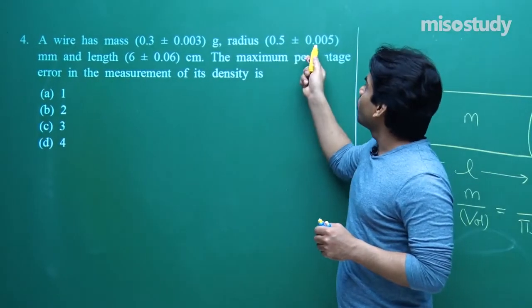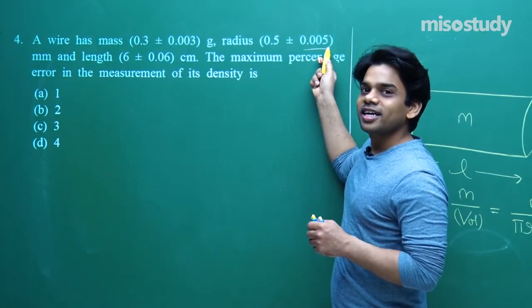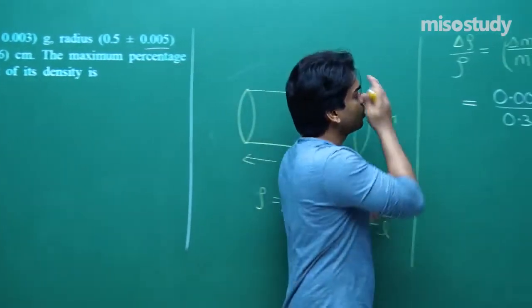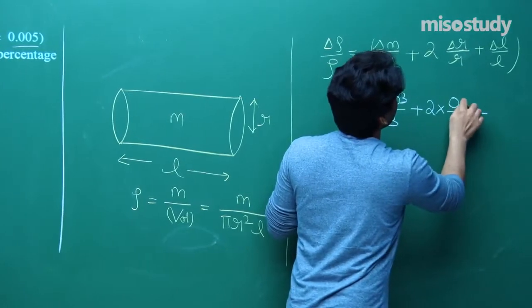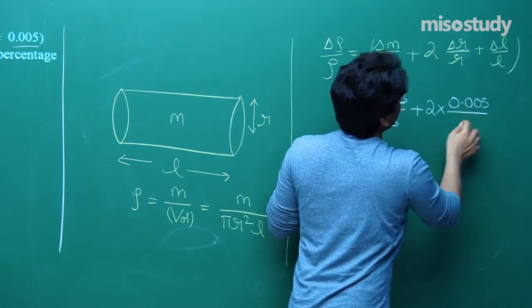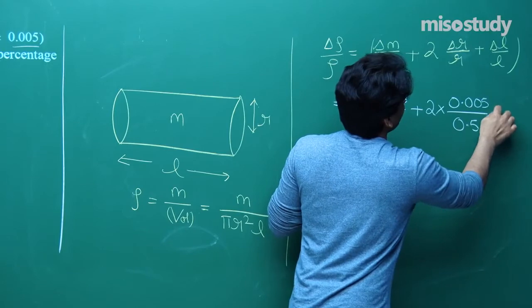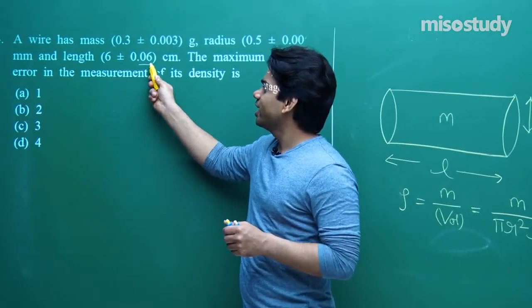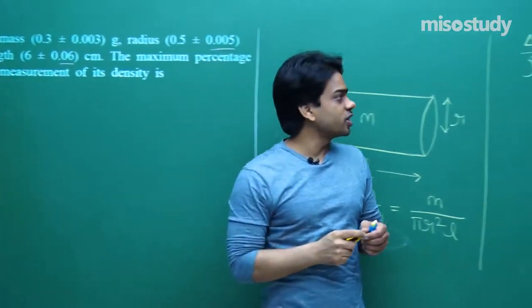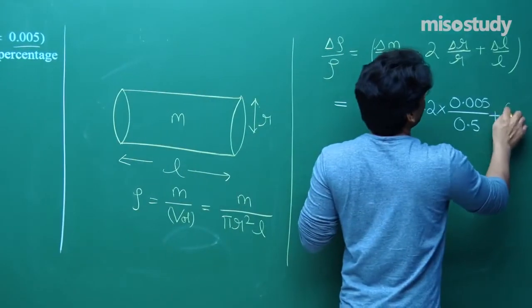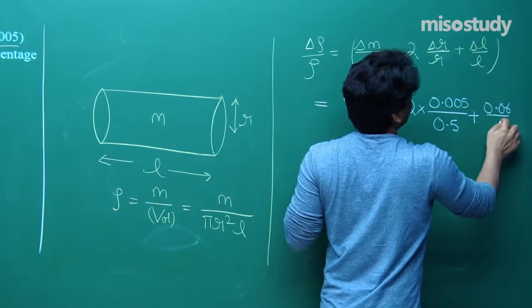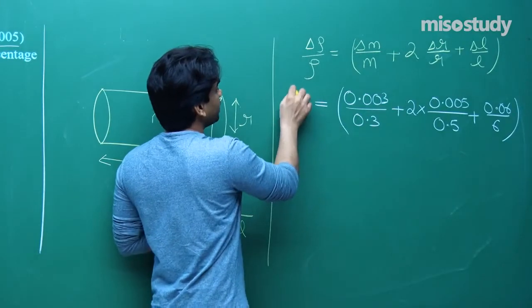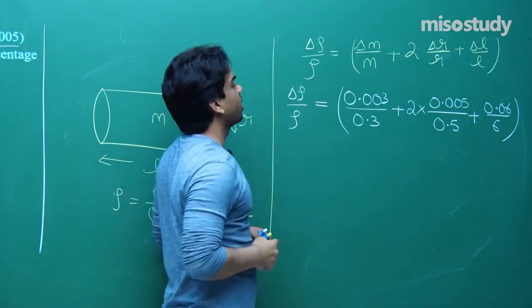Delta r, radius, you see 0.005 is the error, that is the maximum error that can occur, 0.005 divided by 0.5, plus delta L. Delta L, you see 0.06 is the delta L and L is 6. So 0.06 divided by 6. We obtained this for the value of delta rho by rho, the relative error we have just evaluated.